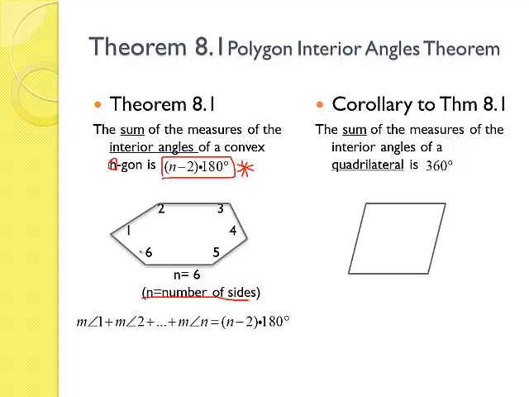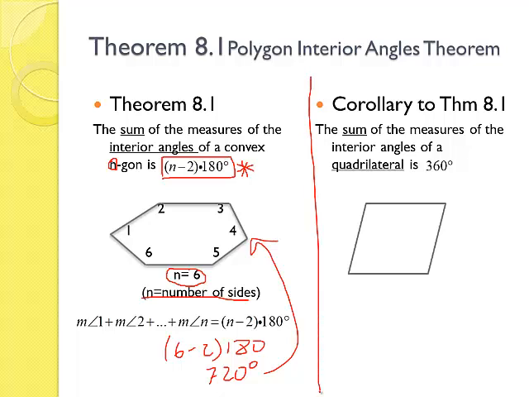So, if I have 6 sides here, I can actually plug this in and say n minus 2, so 6 minus 2, times 180 degrees. If you do that, you get 720 degrees. That means that the interior angles of this polygon will measure up to 720 degrees when you add them together.